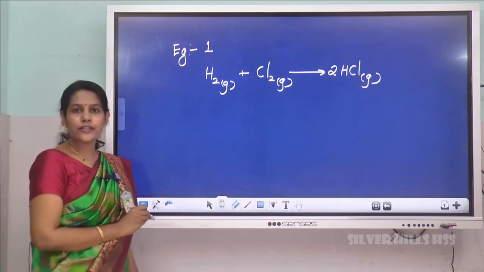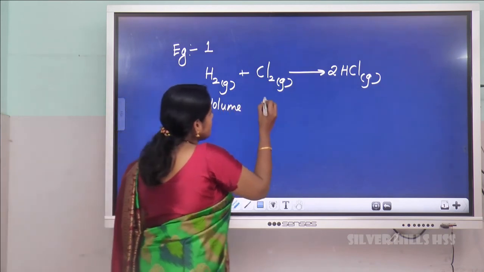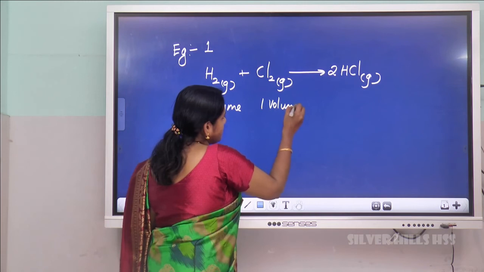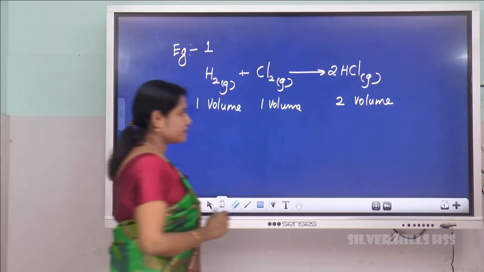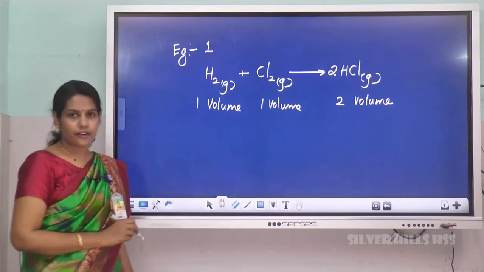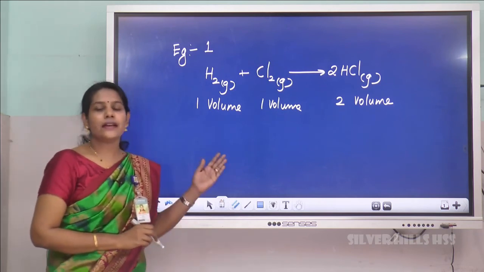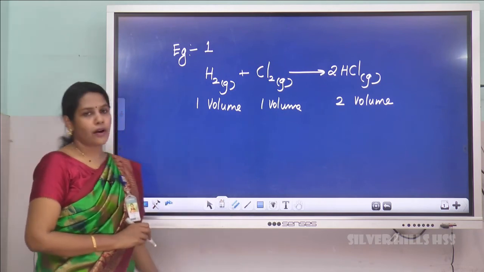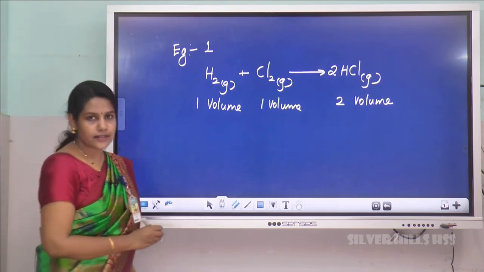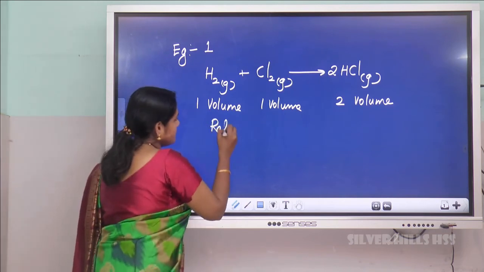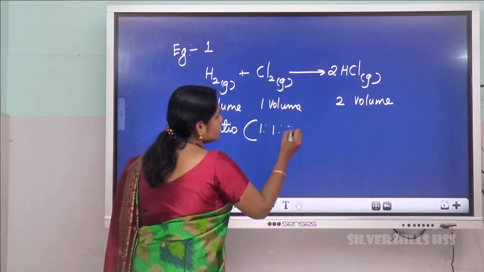H2 plus Cl2 gives 2HCl. Here, 1 volume of hydrogen reacts with 1 volume of chlorine to give 2 volumes of hydrogen chloride. So this is a gaseous reaction. All the reactants and product are in the gaseous form. Here the ratio between the gaseous reactants and product is 1:1:2.